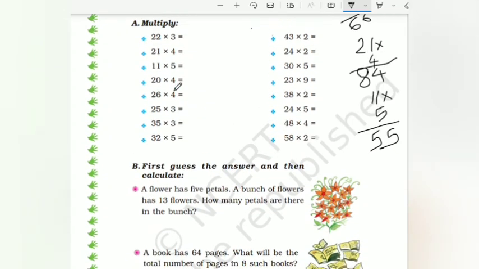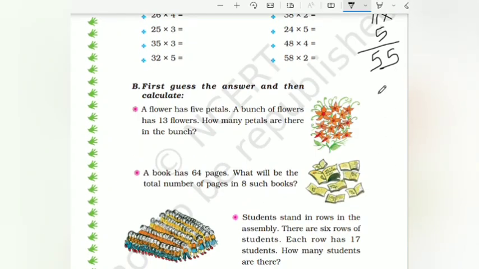Next one, 20 times 4. How to write that? 20 here multiplied by 4. Anything multiplied by 0, 4 into 0, that is 0. 4 into 2, 8. So we can write the answers now.